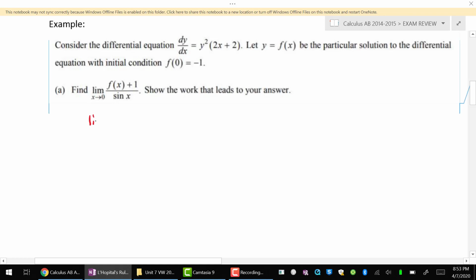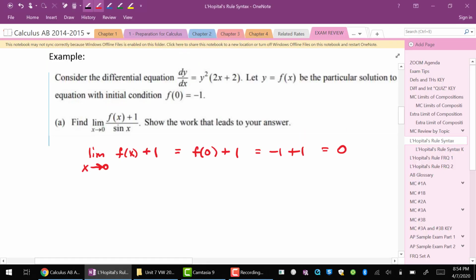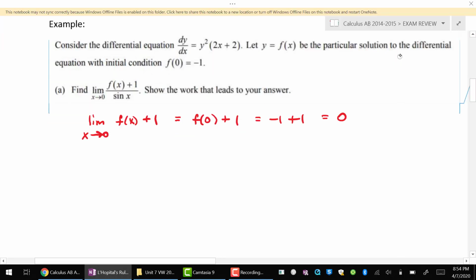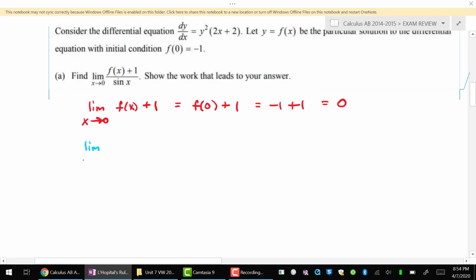So I'm going to write down the limit as x approaches 0 of the numerator, f of x plus 1. Analyze that separately. By direct substitution, I can get that to be equal to f of 0 plus 1, and f of 0 is negative 1. Negative 1 plus 1 is 0. In a completely separate line of work, we're going to write down the limit as x approaches 0 of the denominator, which is sine of x. Once again, that is going to be equal to sine of 0, which is just 0.